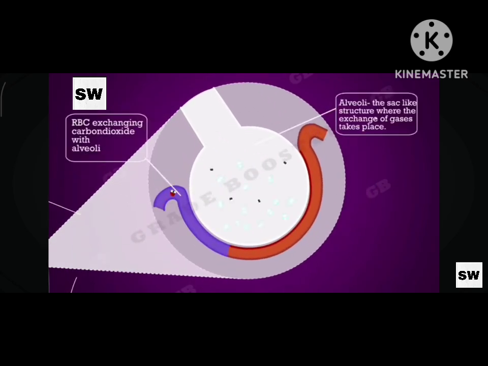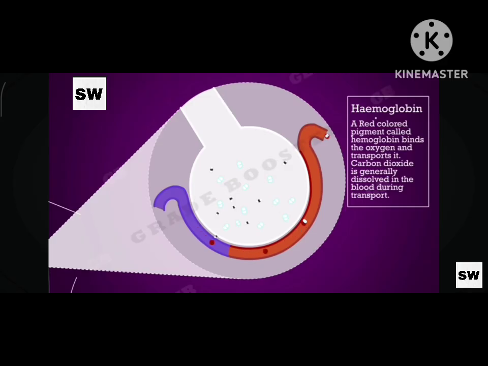The blood brings carbon dioxide from the rest of the body for release into the alveoli. The air in the alveoli is rich in oxygen. Now the exchange of gases takes place between alveoli and blood by simple diffusion. A red-colored pigment called hemoglobin binds the oxygen and transports it. Carbon dioxide is generally dissolved in the blood during transport.